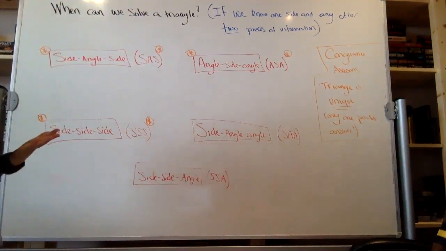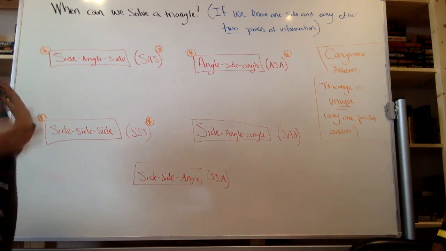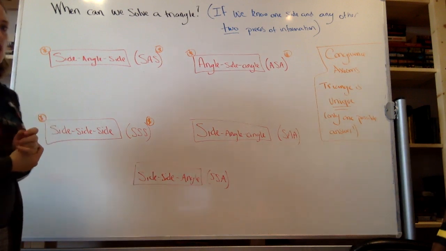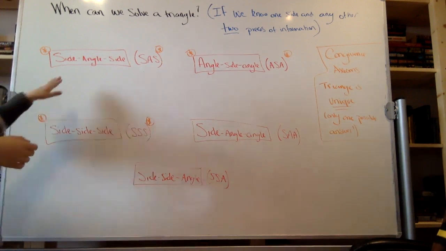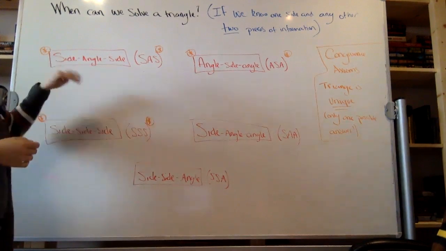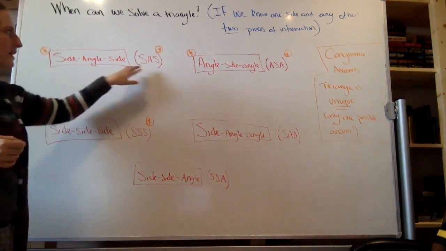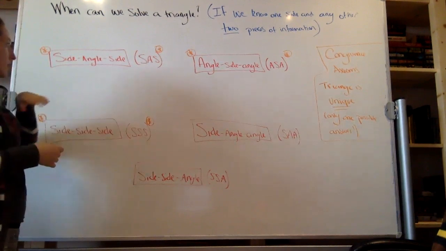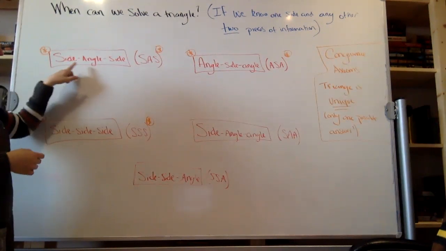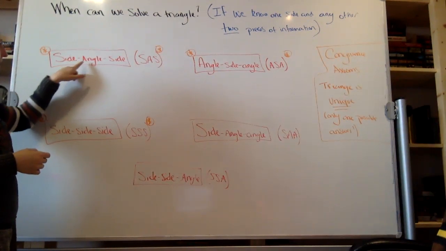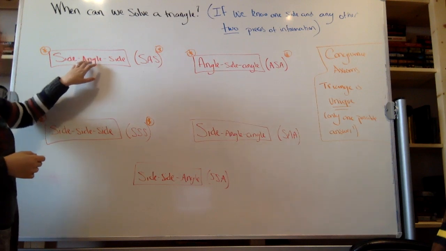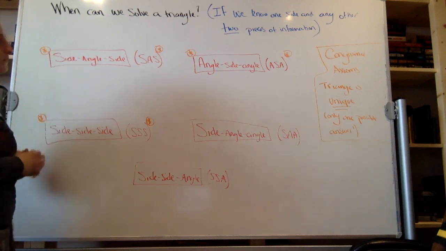And when we're talking about the pieces of information we know, mathematicians like to abbreviate things. So we're going to talk about which pieces of information we know, okay? So we could know these 3 pieces of information: side, angle, side, also known as SAS. It's a sassy triangle, okay? Now, the order matters here. This means we know a side, an angle, and a side, and the angle we know is inside of those 2 sides, okay?